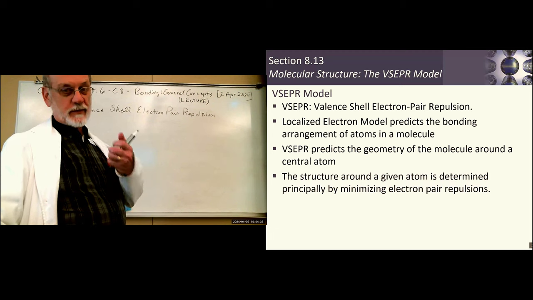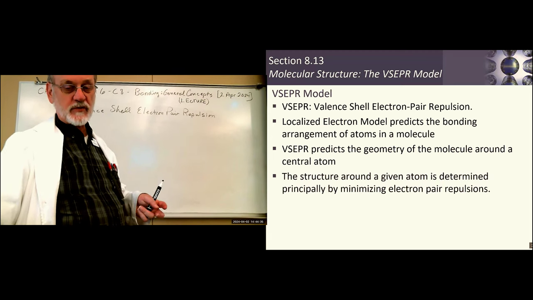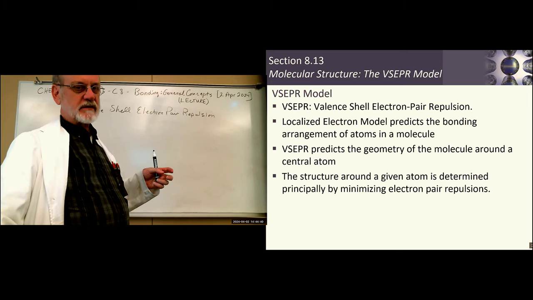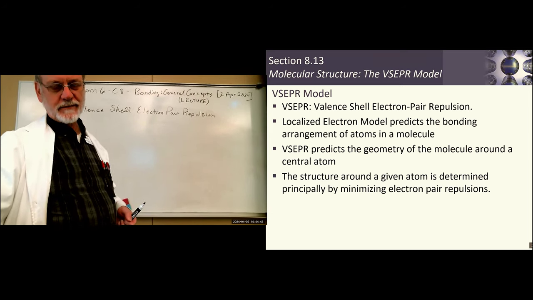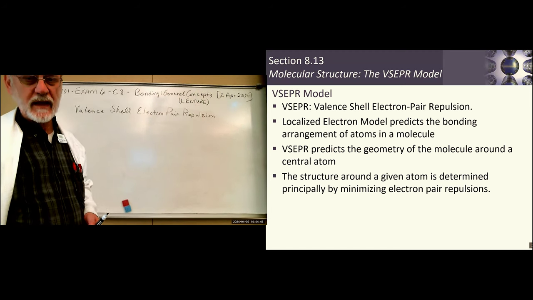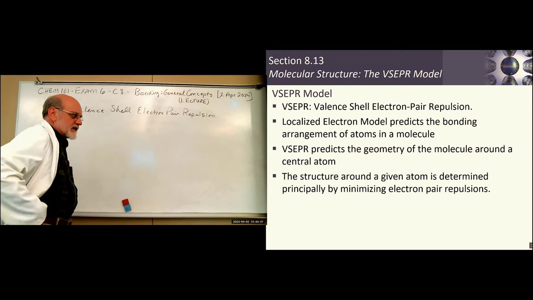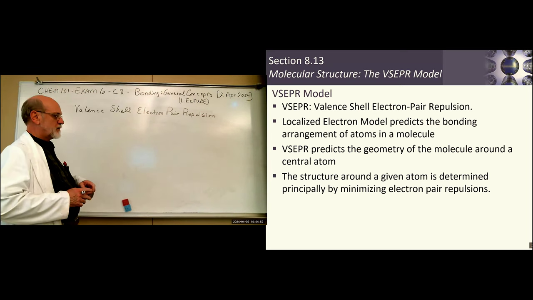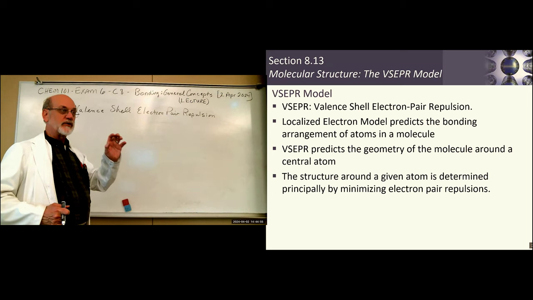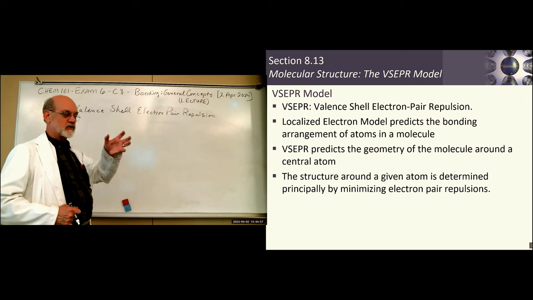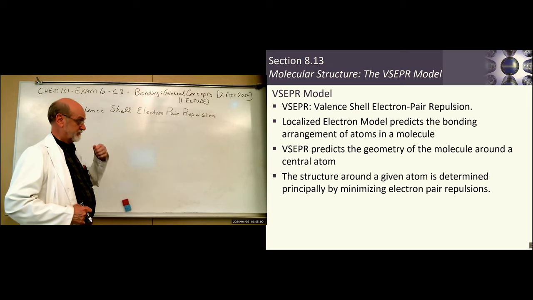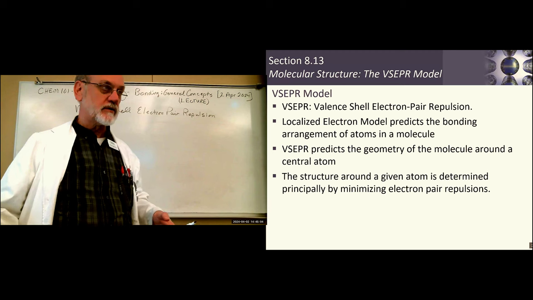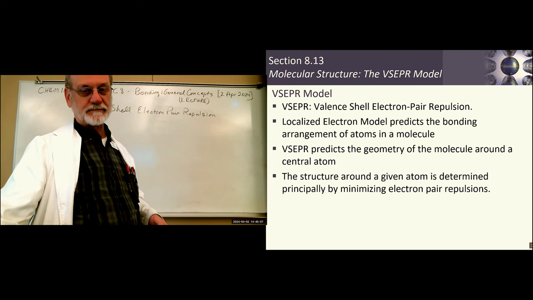We're going to predict the geometry of a molecule. And these are regular geometries. And then we're going to take the regular geometries and tweak them a little bit to match reality. The basic idea behind the VSEPR model is, once you've got the Lewis dot structure, you want to minimize the repulsive forces among the electron groups. And that's where those regular geometric shapes come in handy.